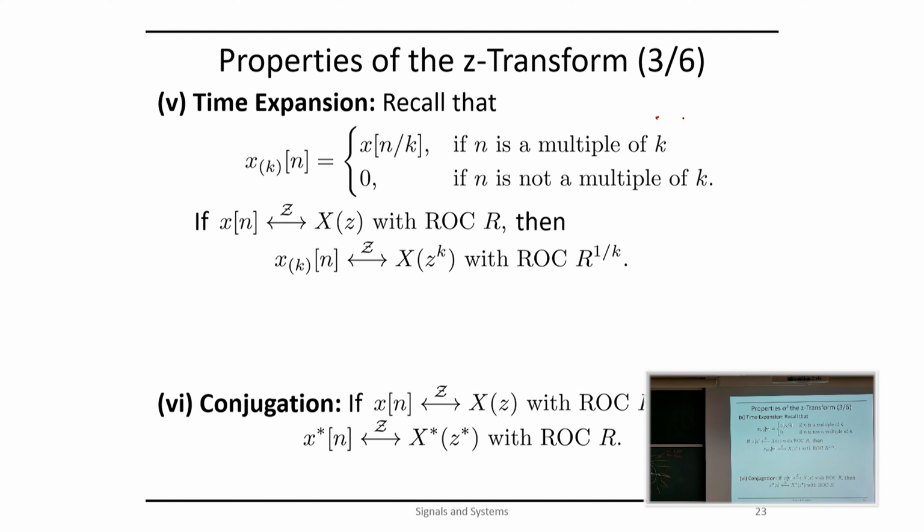So what this does is insert k minus 1 zeros in between samples. Okay?